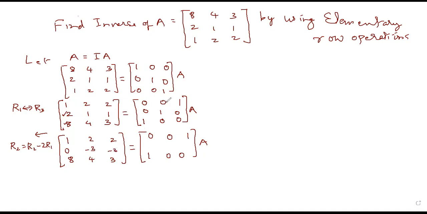Here also check, because of this 0, this will not change. Minus 2 into 0 added in 0, 0. 0 added in 1, 1. And here it will become minus 2. Understood?